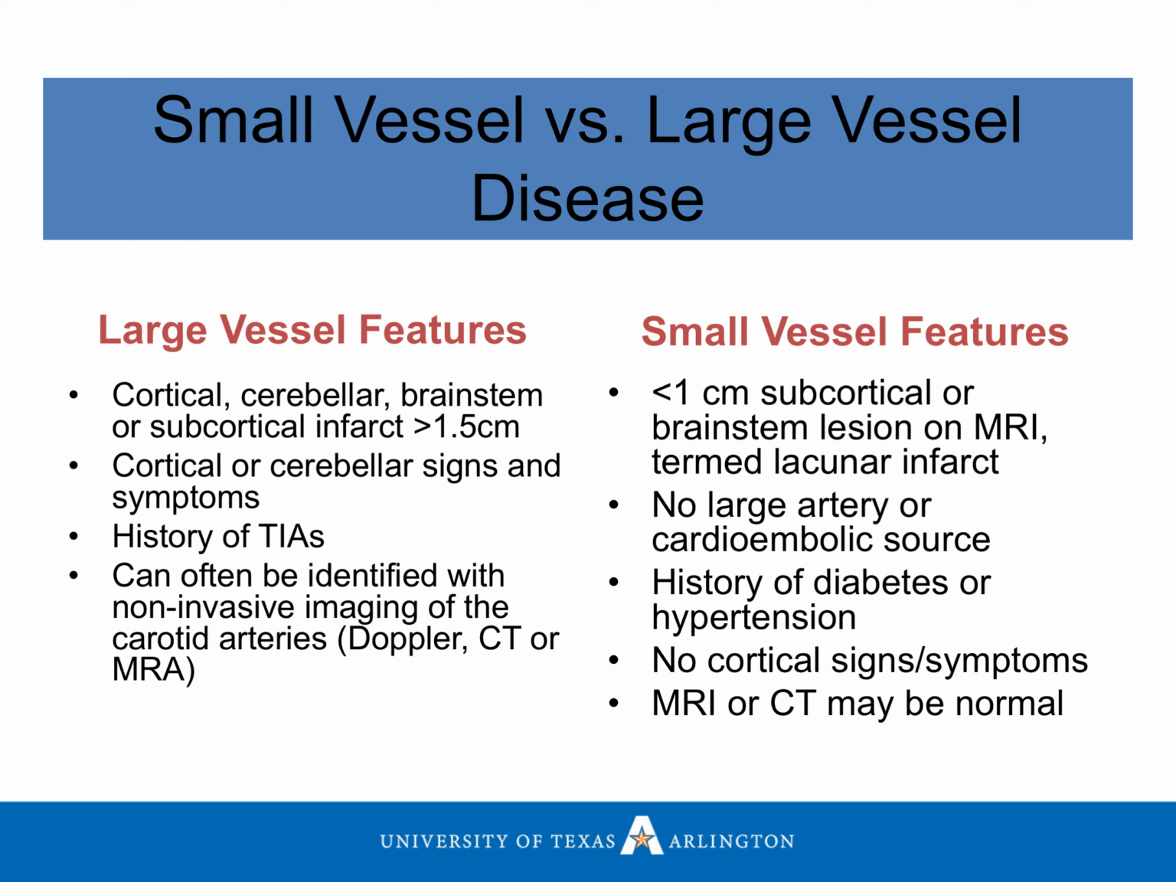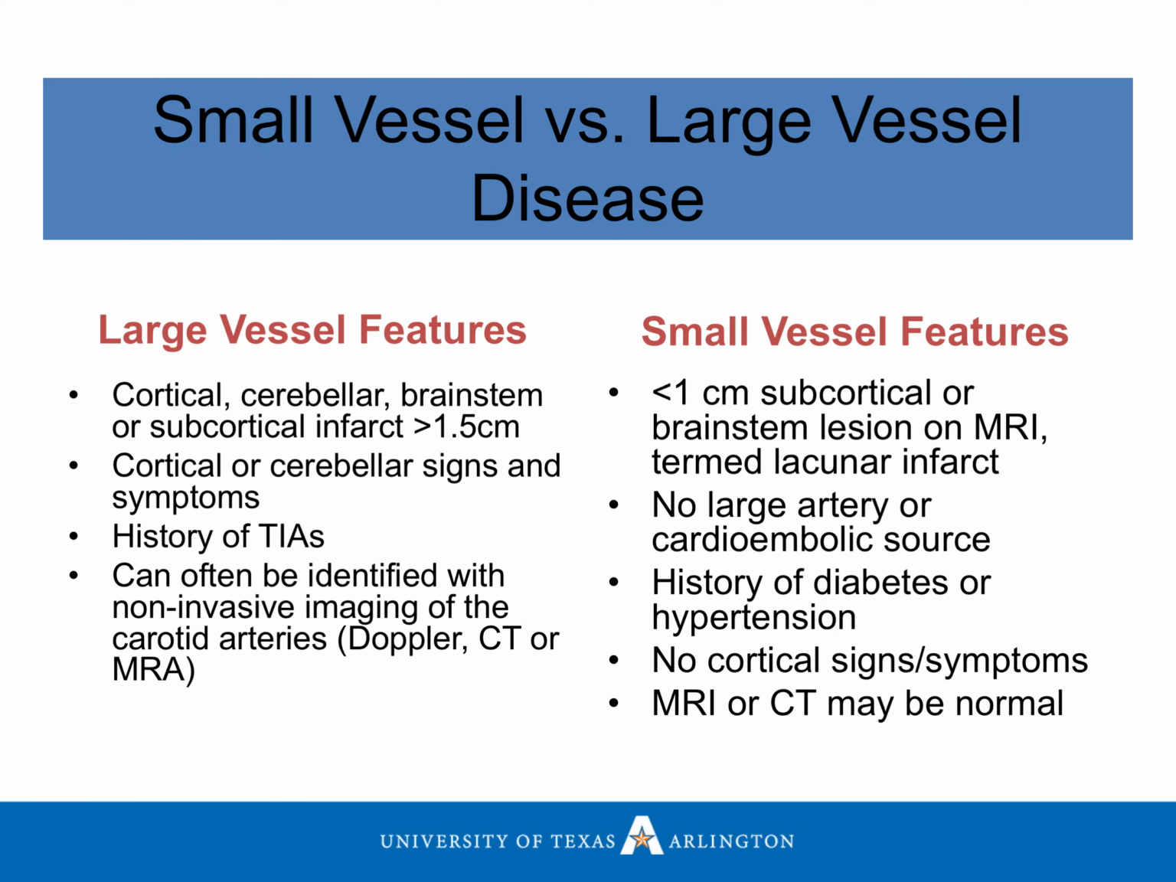So there's no large artery or cardioembolic source with the small vessel disease. And usually, again, these are people with a history of diabetes or hypertension, so they have a high risk factor for arteriosclerosis and damage to the arteries and vessels. Usually there are no cortical signs or symptoms. And like I said, an MRI or CT may be normal, especially in the initial phase. The MRI may not show the damage just yet.